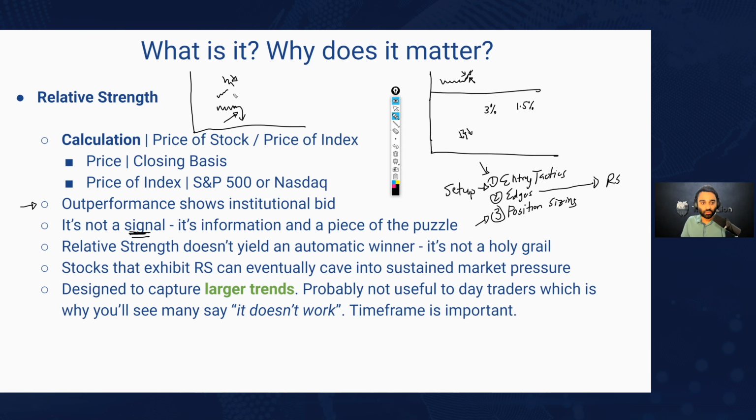If the market continues to pull in, continues to put pressure, then the M factor is the biggest factor in the markets, and nothing can withstand that pressure for multiple weeks to months. So it doesn't yield an automatic winner. It's not a holy grail. It's, again, a piece of the puzzle.